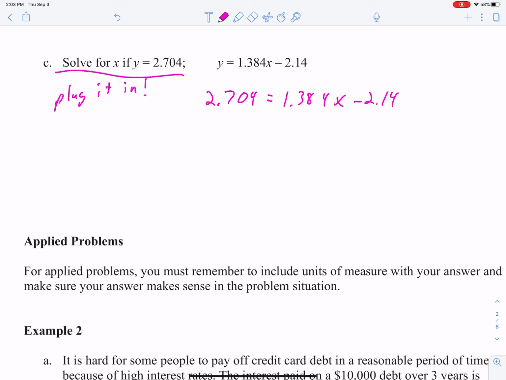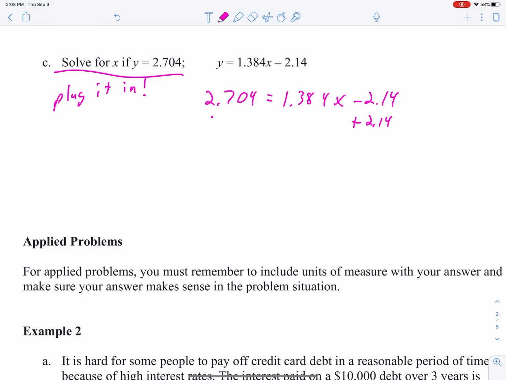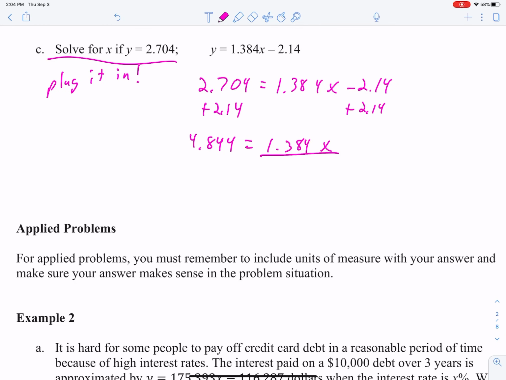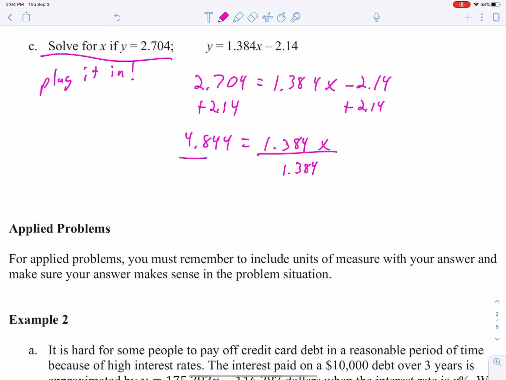And then we're just going to use our algebra skills here. So we're going to add 2.14 to both sides. And let's see, I didn't make these calculations yet, so I'll use my calculator to do this. So we have 2.704 plus 2.14. So that's 4.844 equals 1.384x. Now we want the x completely by itself, so we divide everything by 1.384.